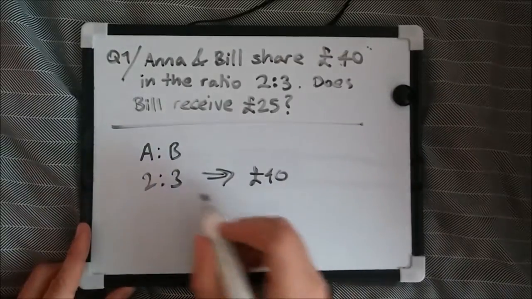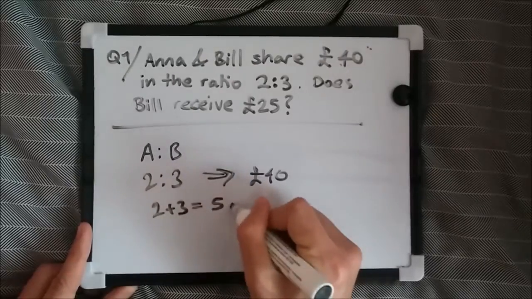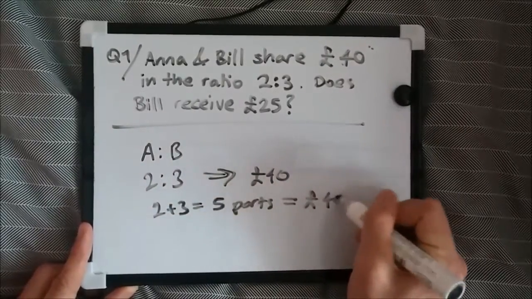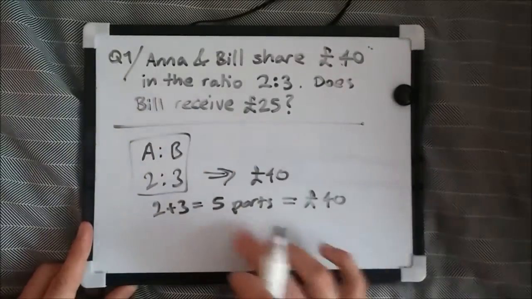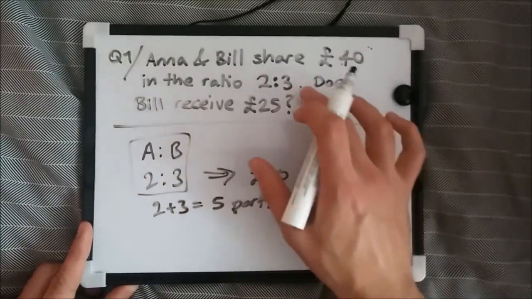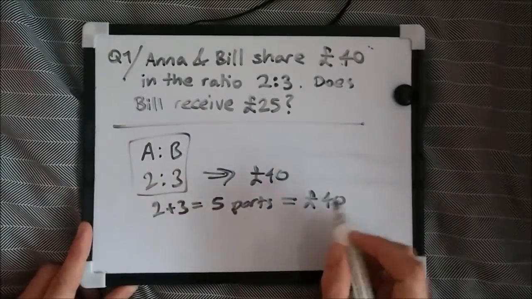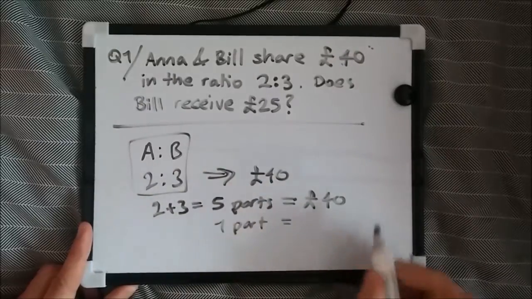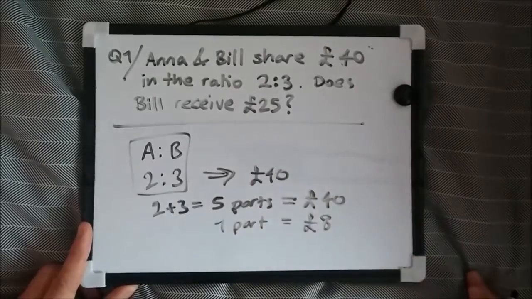So we could straight away say that 2 plus 3 parts equals 5 parts, and these 5 parts equal £40. So guess what we have to do here now? Well, that's right. We need to calculate 1 part, hence we'll be able to find 3 parts, which is associated to Bill. So to get 1 part, we're going to have to divide both sides by 5. So 1 part is associated to 40 divided by 5, which is, on the calculator, £8.